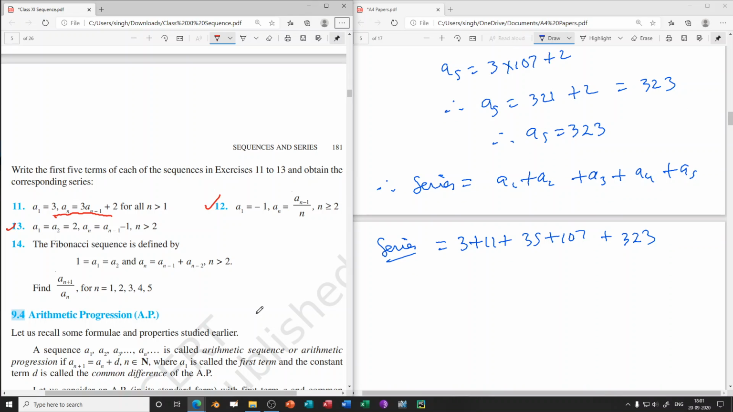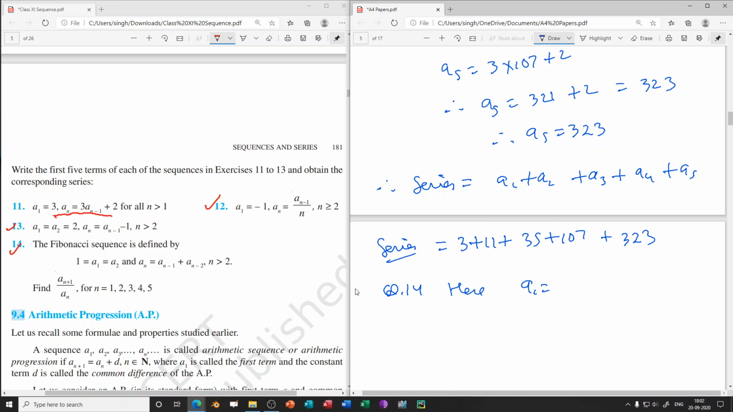Now we will go to question number 14th one. Question number 14. The Fibonacci sequence is defined by a1 equal to 1, a2 equal to 1 and an equal to an minus 1 plus an minus 2, where n is greater than 2. Find an plus 1 over an for n equal to 1, 2, 3, 4, 5. So question number 14th one.